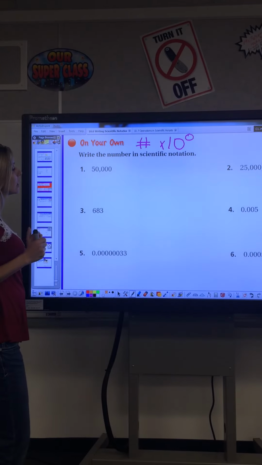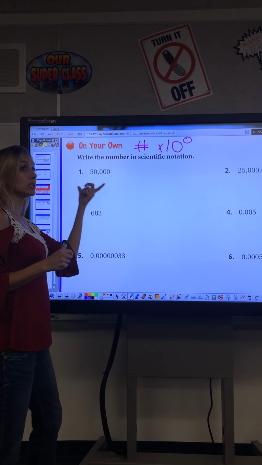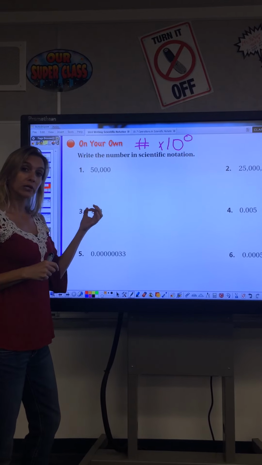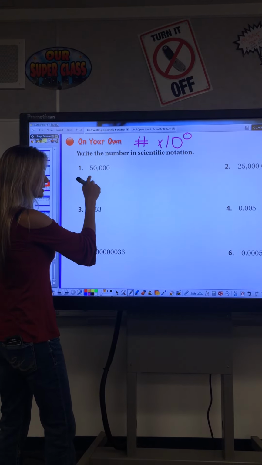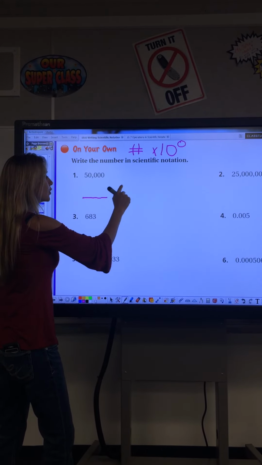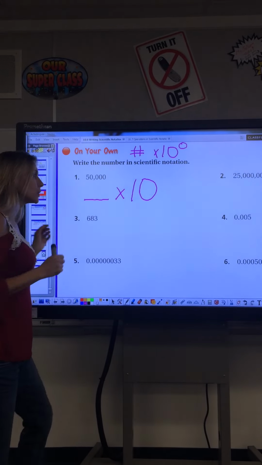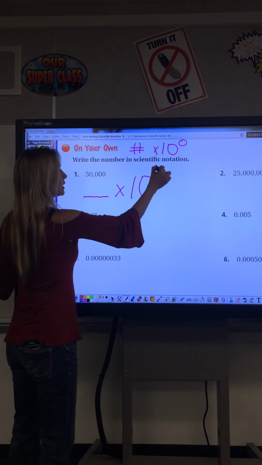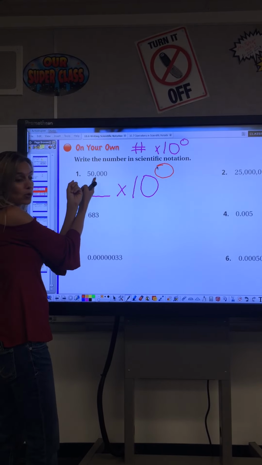In here, we have for problem number 1, 50,000, right? Well, 50,000 is bigger than 1. And we said if the number is bigger than 1, what kind of exponent do we have? Positive exponent, right? So if I was to write this in scientific notation, I have some kind of a number times 10, and because this is bigger than 1, I know that the exponent in here has to be positive.